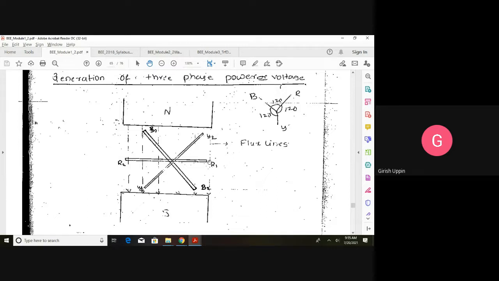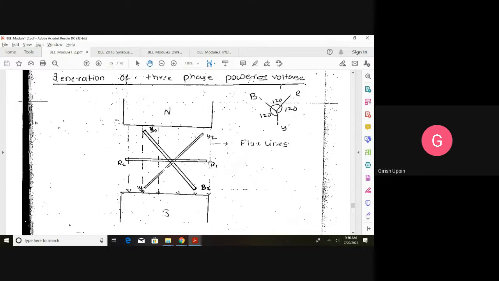So this R1, R2 is the R phase winding. And 120 degrees apart we have Y1, Y2. This is another set of coil, and with respect to R1, 240 degrees apart we have one more coil, B1 and B2, and all these are placed on the armature core. When I rotate this, all are going to rotate together. Now I will start with R1.